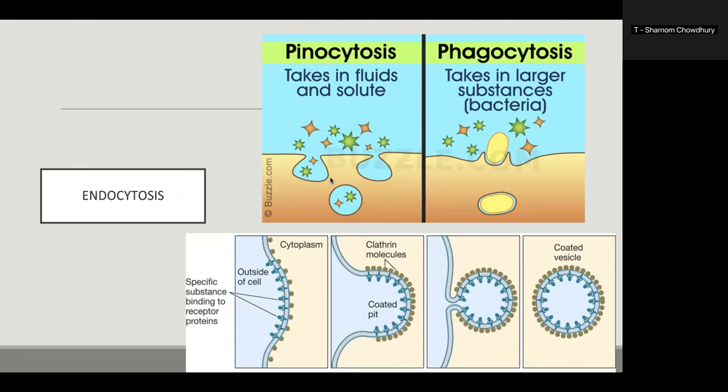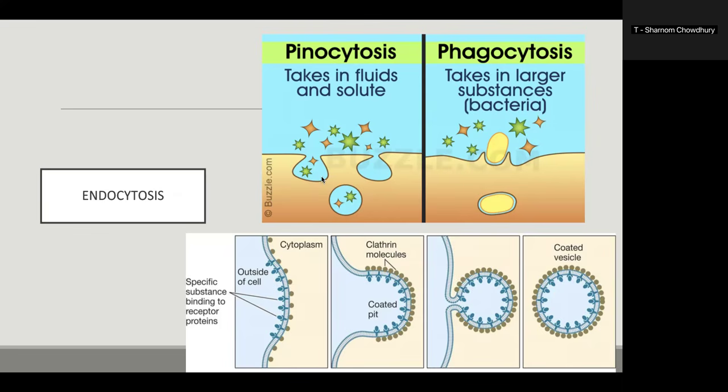Pinocytosis is the same exact thing. It works through membrane invagination. However, the molecules are much smaller. The vesicles, this vesicle here that's surrounding the bacteria, the vesicles are much, much smaller because it's taking in fluids and solutes.